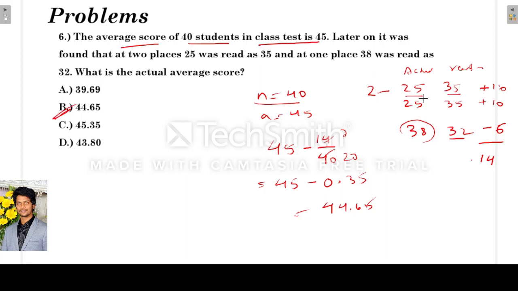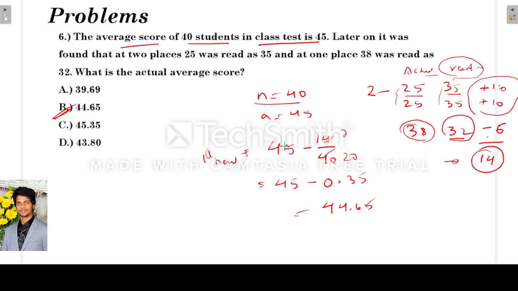I'm telling at 2 places 25 is read as 35, means 20 is in excess than actual, and at one place 38 is read as 32, means here 6 we have to add, means overall 14 is in excess for our sum. Actual sum is 14 less than the sum which is in error. So to find out the new average we have to subtract from original average the excess sum by number of students. So from this we will get the answer.